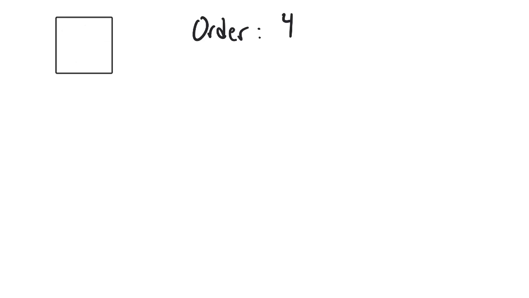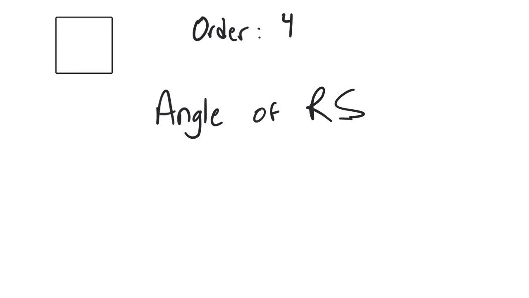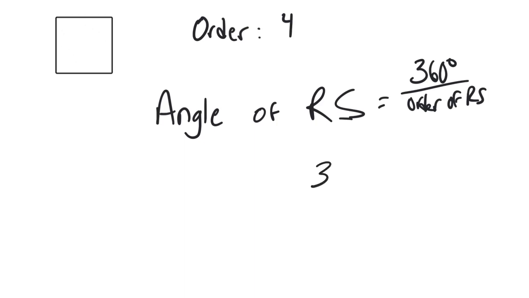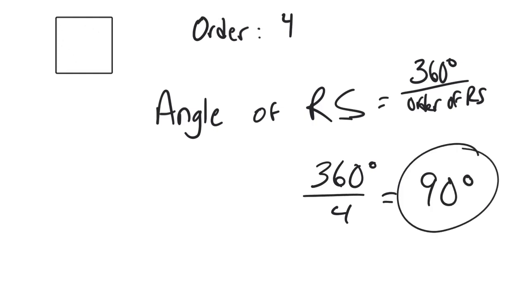The order of rotational symmetry is directly related to the angle of rotational symmetry, because the angle of rotational symmetry, and we'll just say angle of, I'll put RS for rotational symmetry, is going to be equal to 360 degrees divided by the order of rotational symmetry. So in this case, the order is 4, so it's 360 degrees divided by 4, which gives us 90 degrees. That is the angle of rotational symmetry. That's all there is to it.